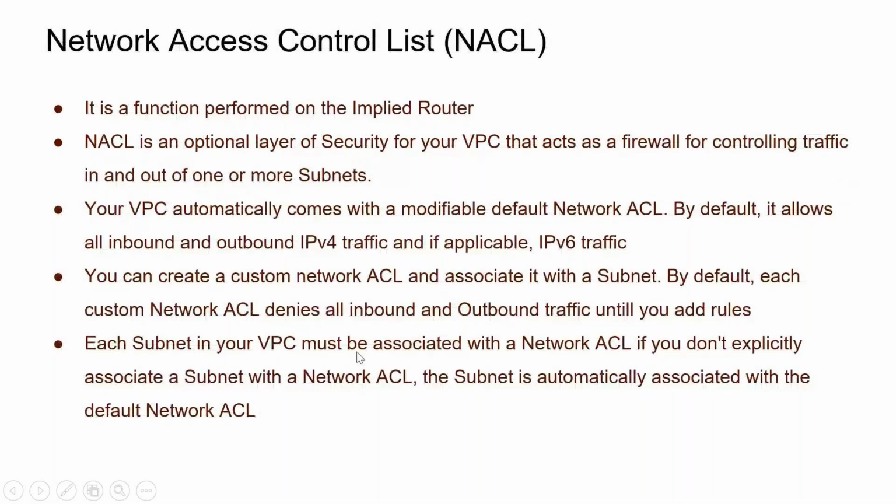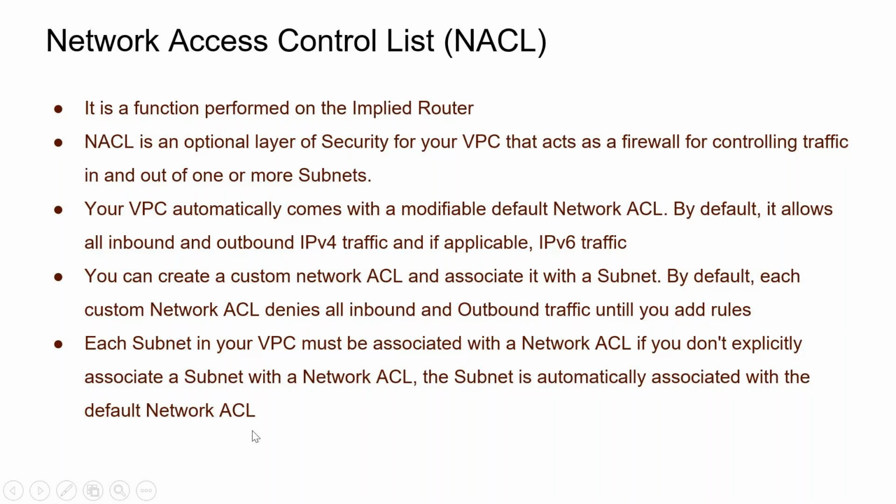So you can create a custom NACL and associate it with a subnet. By default, each custom NACL denies all inbound and outbound rules until you add rules. Each subnet in your VPC must be associated with a network ACL. If you don't explicitly associate a subnet with an ACL, the subnet is automatically associated with the default network ACL.